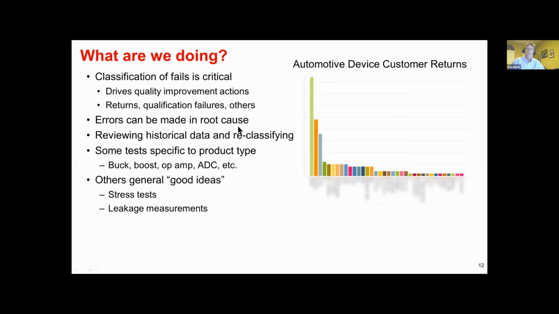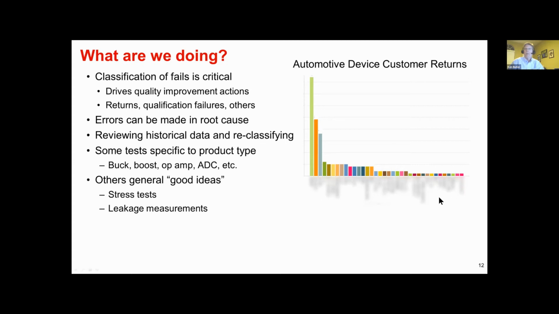Errors can be made when you're determining root cause. Sometimes you're working off limited information. You don't have enough information at your disposal to classify what exactly the root cause was. So what we've been doing in recent years is reviewing historical data and reclassifying. We look back at the 8D reports and the other information that was collected over the course of analyzing a part, maybe failure analysis data, physical failure analysis data, or electrical.